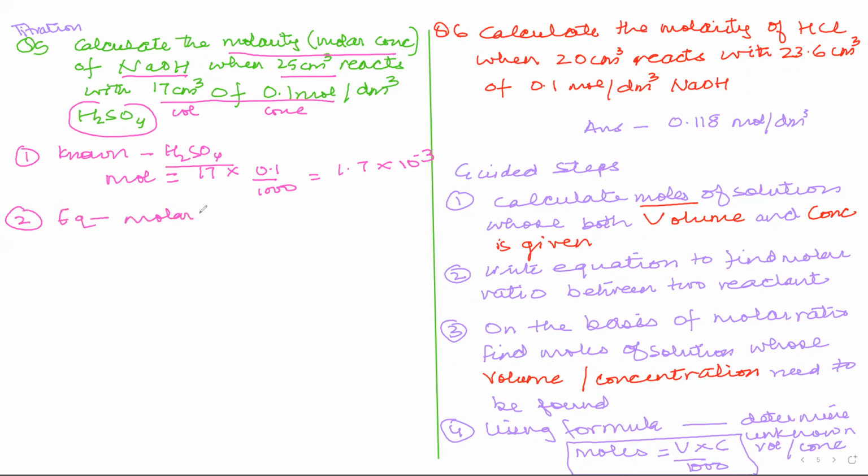ठीक है, molar ratio. अभी मैंने पिछले slide पे आपको दिखाया था कि sulfuric acid and NaOH they react in the ratio of 1:2. और हमें कैसे पता चला था? ये हमने equation से निकाला था. ये sulfuric acid के moles हैं 1.7 into 10 raised to power minus 3. तो NaOH के कितने हो जाएंगे? 2 times 1.7 into 10 raised to power minus 3. ये NaOH के moles हो जाएंगे.